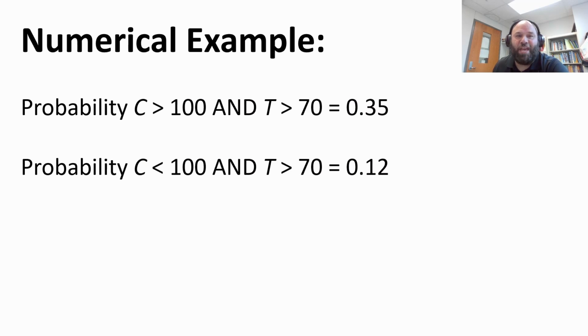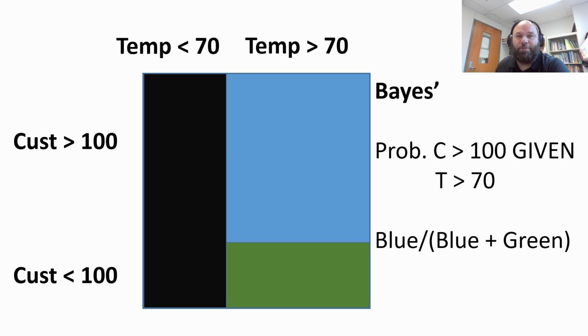So let's look at this hypothetically with some numerical examples. Suppose that the probability that you simultaneously have more than 100 customers and the temperature is over 70 degrees is 35%. That's this blue region, right? This blue region is 35%. That's 35% of the entire figure, including the black part.